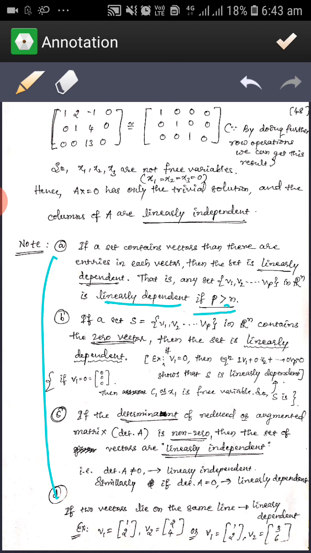If we can calculate the determinant very easily, then we can say the vectors are linearly independent if the determinant is non-zero. Similarly, if one of the vectors is 0, then we can say they are linearly dependent. And if the values are like 1 by 2, 2 by 4 and 4 by 8, like that, then we can say they are linearly dependent.